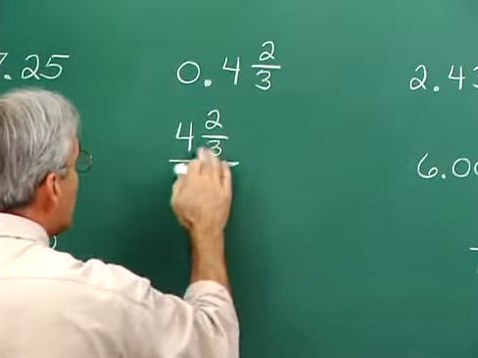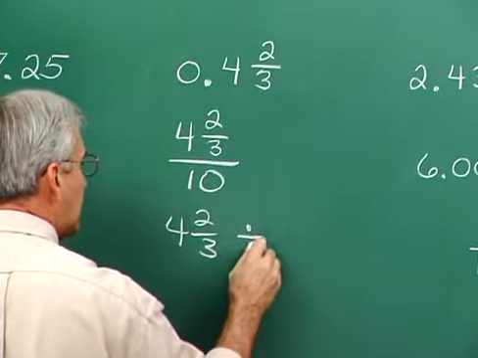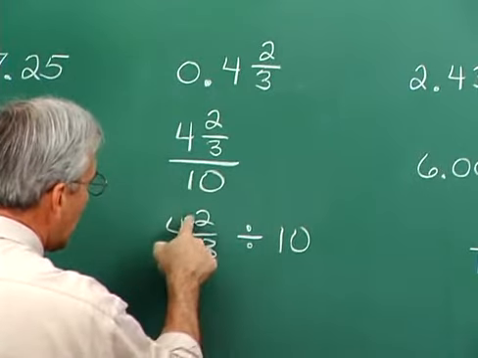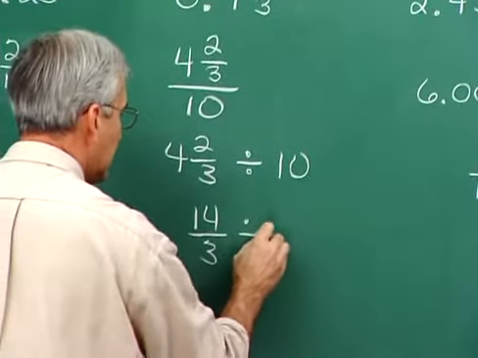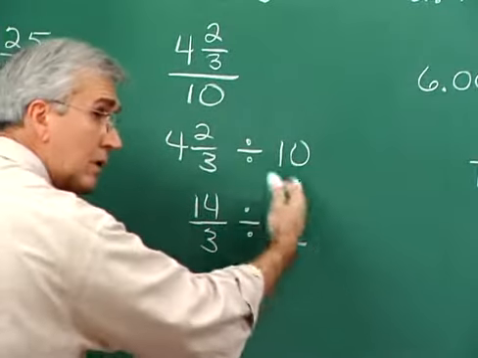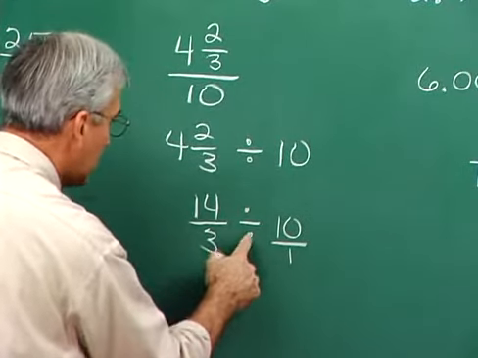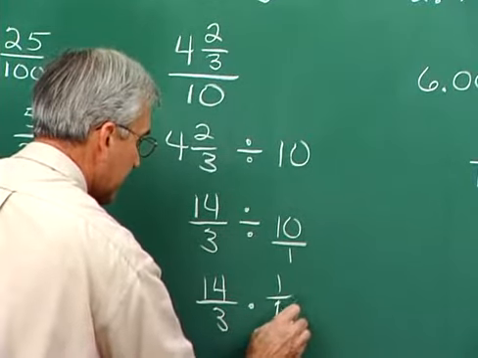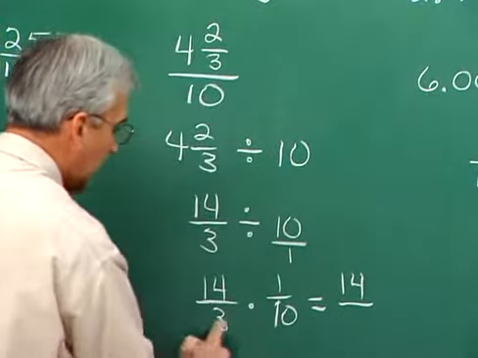So this is 4 and 2/3 divided by 10. And now, let's make this an improper fraction. 3 times 4, 12, and 2, 14. So we have 14 over 3 divided by 10. And remember, this is 10 over 1. And recall that when we were multiplying and dividing with fractions before, we changed division into multiplication. So this becomes 14/3 times 1/10. And now we multiply straight across. 14 times 1, 14. 3 times 10, 30.